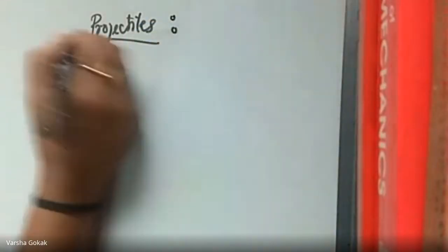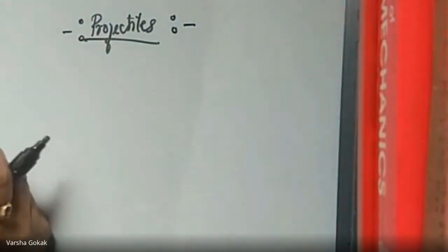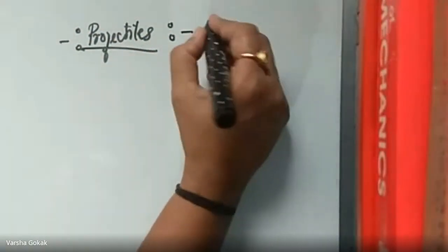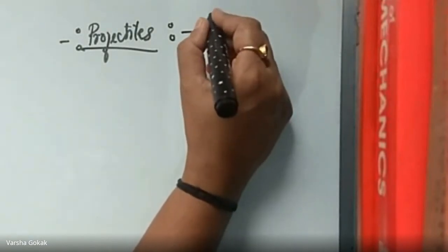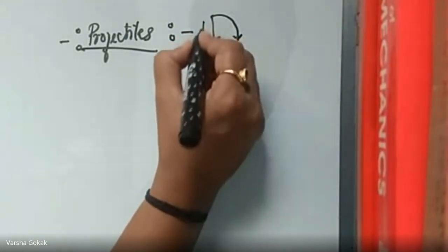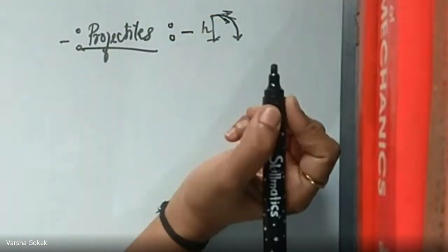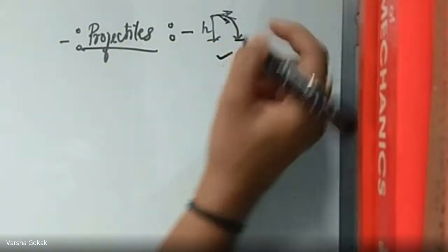Okay, good morning, everybody. We will go ahead with the next set of examples related to projectiles. As already discussed, there are three types. That is, when a particle is directly dropped from a known height, h, it will possess both horizontal as well as vertical motion. Okay, this is the first type.